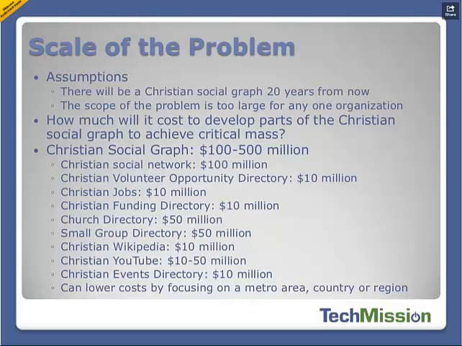I used to work for venture capitalists, and what you have to do is assess how much it's going to cost to actually take on this market. Based on my experience, I think that the Christian social graph is going to take between $100 and $500 million to build. No one has that money. So the only way we're going to do that is if we break it up into smaller pieces. At TechMission, we're taking the Christian Volunteer Opportunity Directory. That's going to take about $10 million really to get to critical mass. And we've spent between $1 million and $2 million of total value on that. We're going to keep focusing on that.